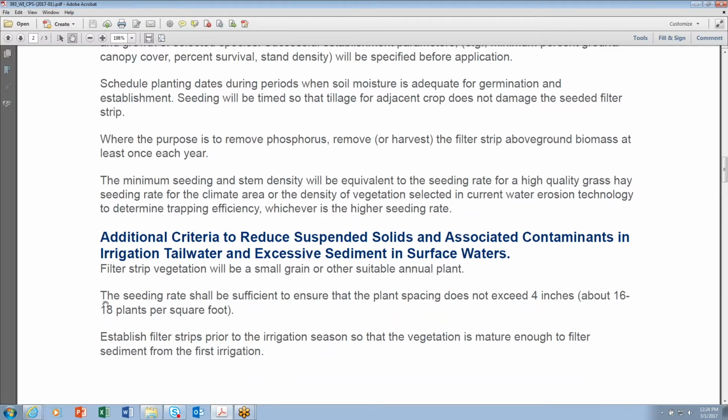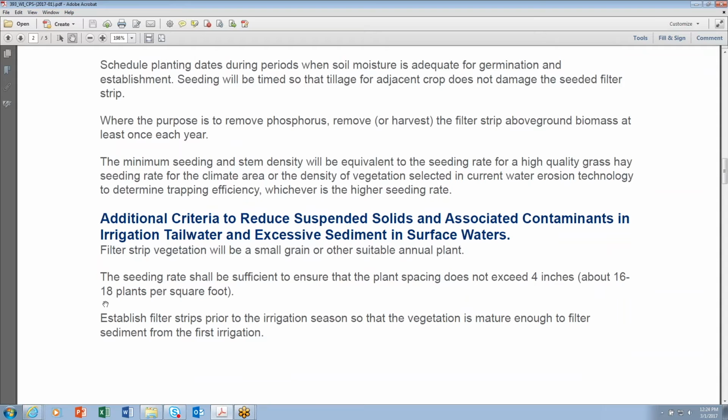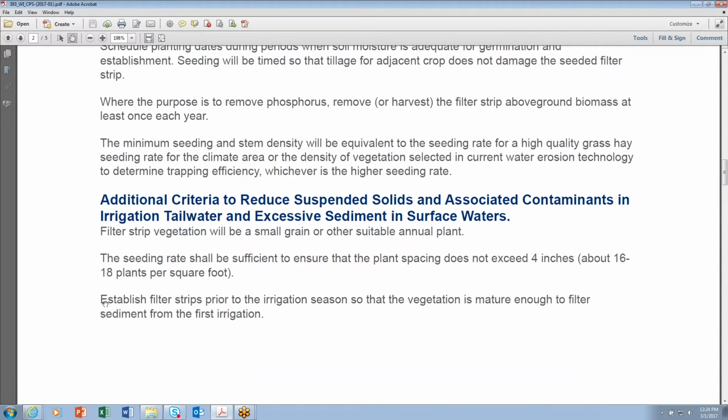Some of the additional criteria to reduce suspended solids and associated contaminants. These are the additional things that we should consider. Filter strip vegetation will be a small grain or other suitable annual plant.